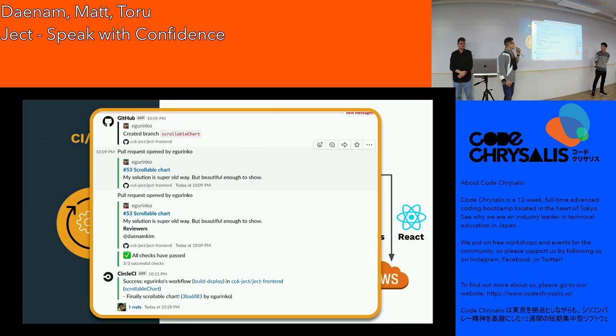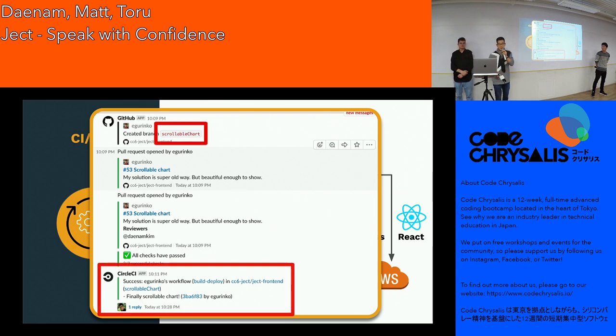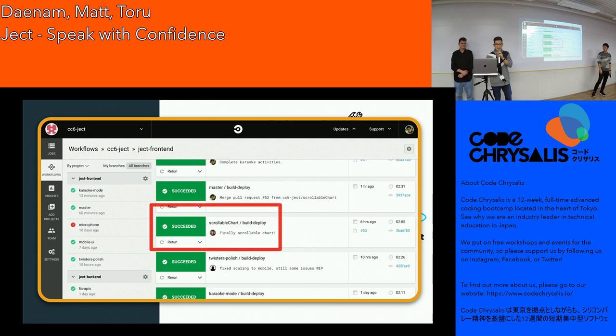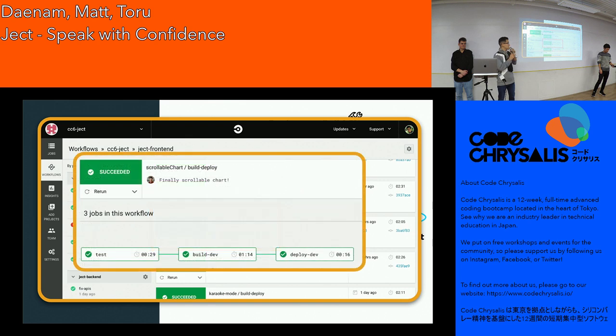Let's take a look at what's going on in Slack. There's a new branch, and the pull request is automatically tested and deployed, and CircleCI will show the result. Then developers click CircleCI, and we can see what's going on in the recent process, the front end and back end. If we click the specific task, there is the result. We can see the process, task, build, and deploy.